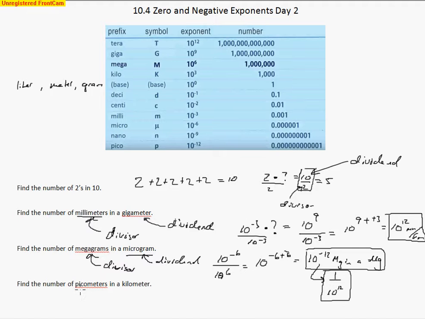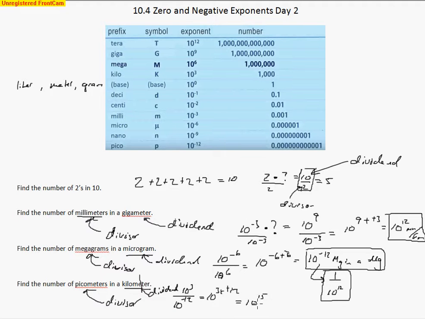Now we're going from a picometer to a kilometer, and so we're going to divide by the picometer. It says that a picometer is 10 to the negative 12th, so we're going to put that down in the denominator, and then our kilometer, which is 10 to the third, is going to be our dividend. So we'll put 10 to the third up here, and we'll do 10 to the third minus negative 12. Well, minus negative makes a plus positive, so we're left with 10 to the 15th.